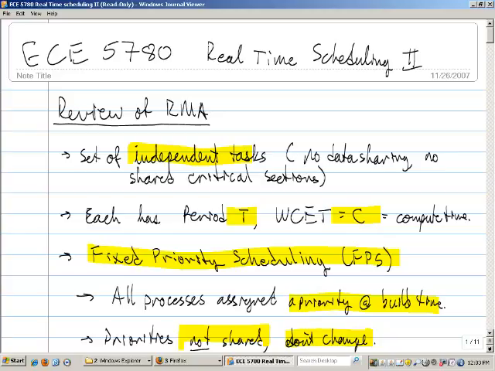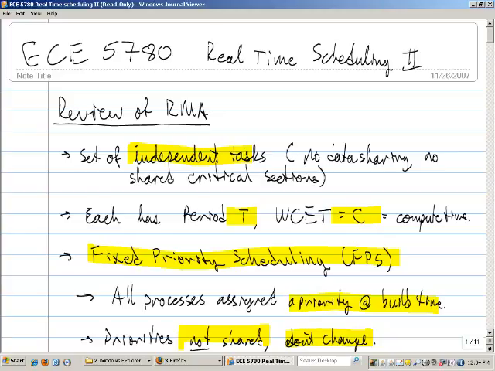That's the assumption we go by when we are doing rate monotonic analysis for now, which is not true in general, because when you actually have processes, you will have critical sections and you will have data sharing. But don't worry, you will get to know about that as well. We still have half a semester left. Now, we assume that each process has a period T, each process has a worst case execution time C, and we use fixed priority scheduling. What we mean by that is, once you assign a priority to a process, it's not going to change.